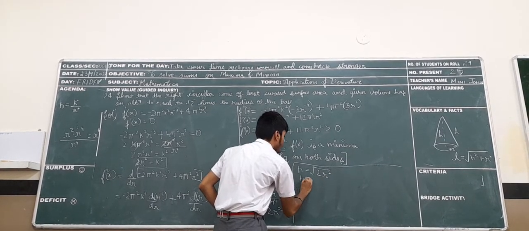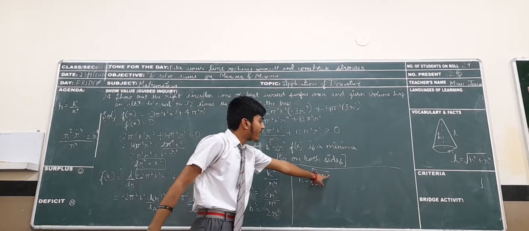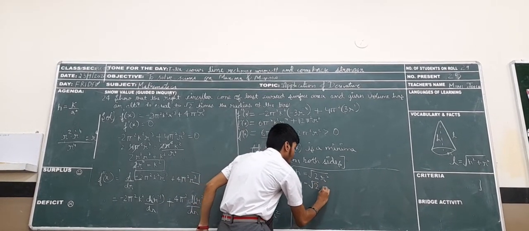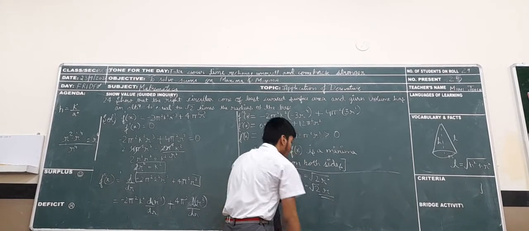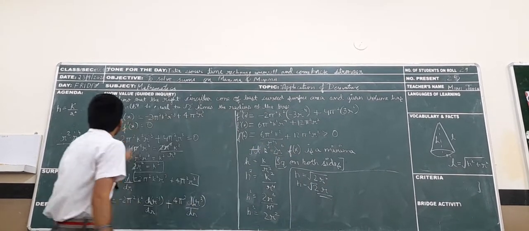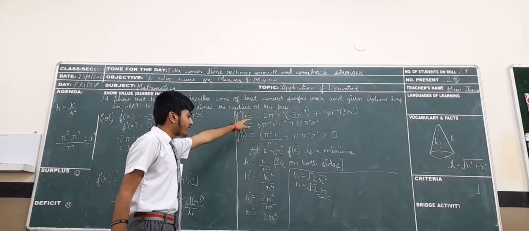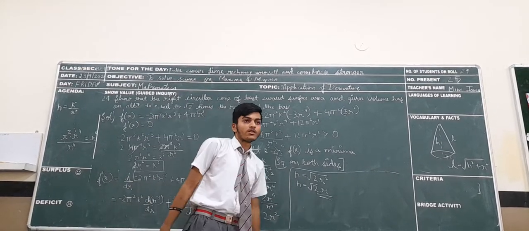So we have h is equal to, for this, root will be cancelled. So it will be root 2 into r. This only we have to show, that the altitude of that cone is equal to root 2 times the radius of the base, and we have shown. So thank you.